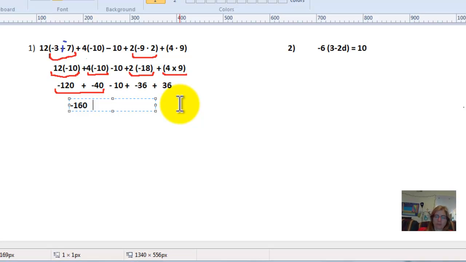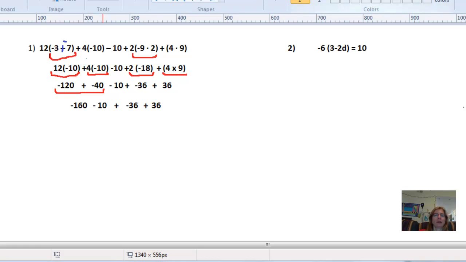So we have the rest of the problem, which is minus 10 plus minus 36 plus 36. So then we just keep going left to right. Now we do the negative 160 minus 10. Remember, when you have a minus with integers, you have to add, so you change it to addition, and then change this to the opposite because you're adding the opposite. So it's negative 160 plus negative 10. And that answer would then be negative 170.